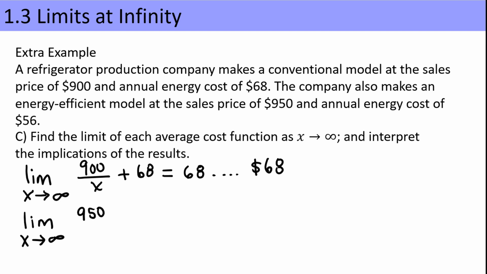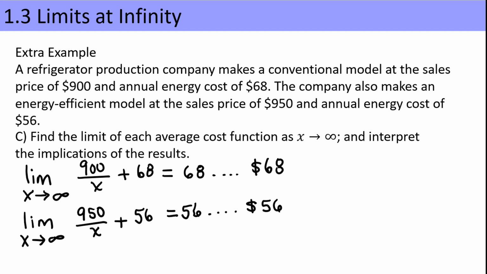And let's take the limit as x approaches infinity of the energy efficient model, which we had earlier solved as 950 over x plus the yearly cost of 56. Now, as x gets real big, 950 divided by a huge number and continues to increase will be 0. So what remains is the constant, which is 56. Let's go ahead and write that as 56.